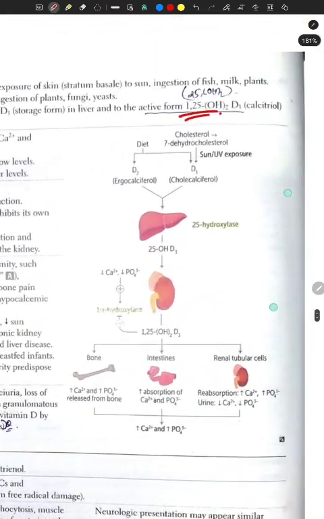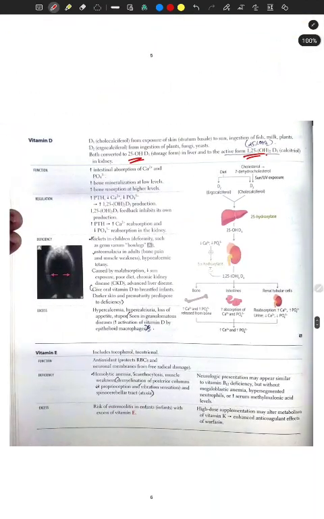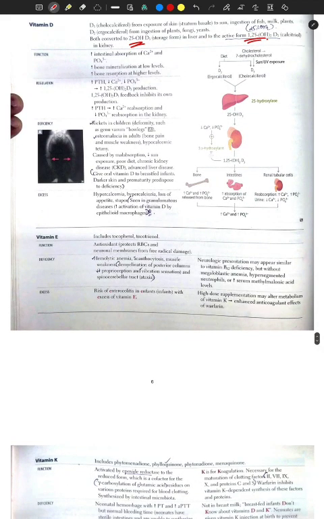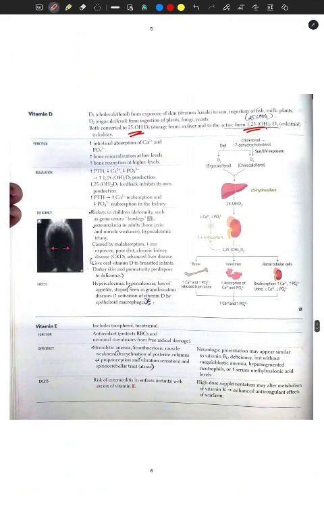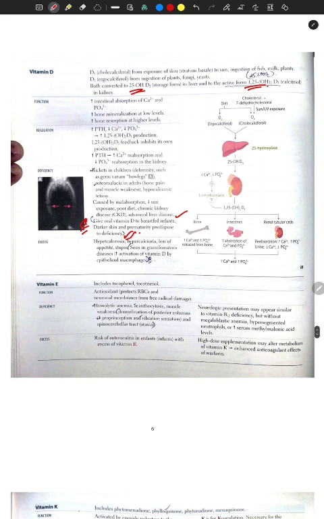And this metabolism and all, you will be knowing; nothing different to explain here. So okay, this last line: give oral vitamin D to breastfed infants. Yes, we are giving. And darker skin and prematurity predispose to deficiency. This is very, very important. That's all. And the excess that is seen in granulomatous disease is because of increased activation of vitamin D by epithelioid macrophages. That's all you should be knowing here.